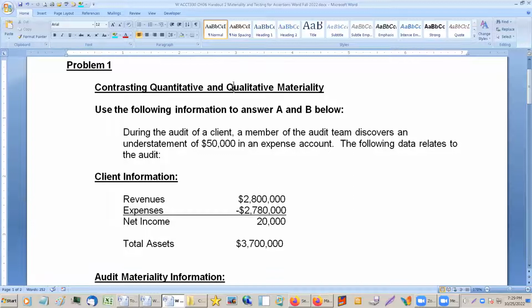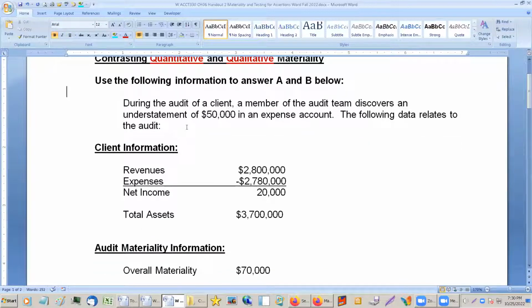Okay. So one thing about materiality. We're going to contrast the qualitative and the quantitative. Quantitative is the one that you usually think about. It's the dollars. Whereas qualitative are those things that are a little bit trickier.